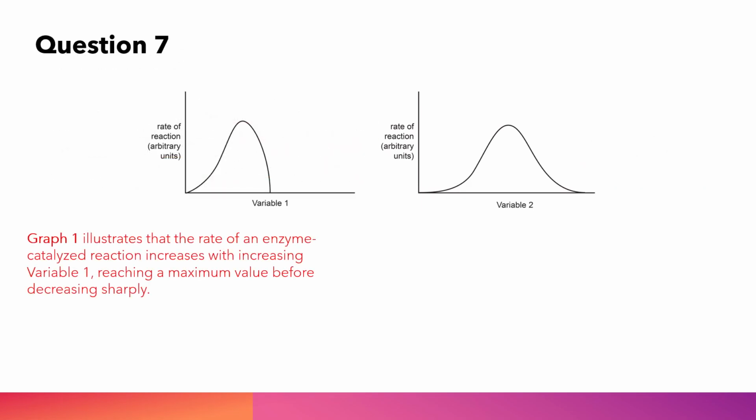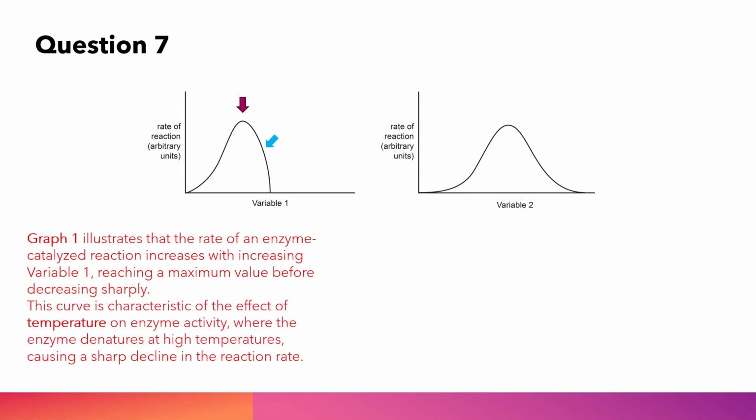Graph 1 illustrates that the rate of an enzyme-catalyzed reaction increases with increasing variable 1, reaching a maximum value before decreasing sharply. This curve is characteristic of the effect of temperature on enzyme activity, where the enzyme denatures at high temperatures, causing a sharp decline in the reaction rate.